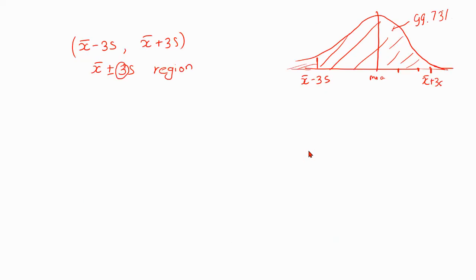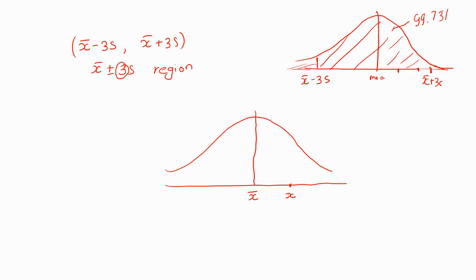So now, if at any point I have the value, let me just draw this again. Suppose I have x bar here, and if I have some x value here, what will I see?